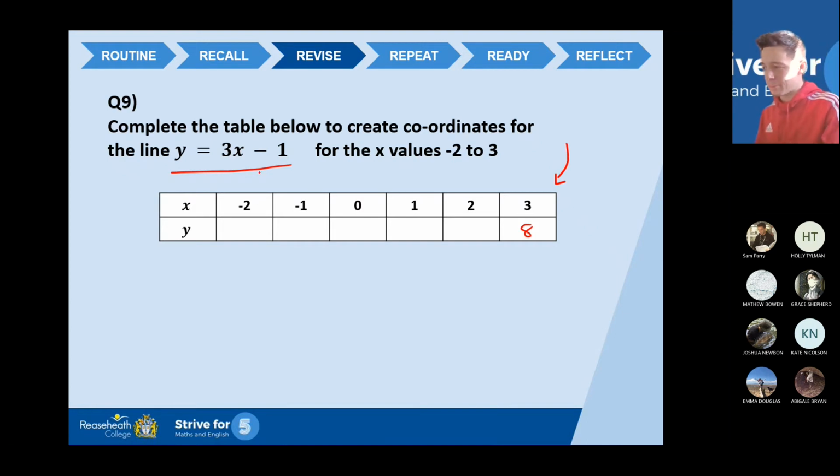Instead of it being x, now I'm going to put the number 2 in. So 3 times 2 is 6. Take away 1 is 5. Next one. 3 times 1 is 3. Take away 1 is 2. Can you guys see a pattern emerge there? What are these numbers going down in? 8, 5, 2. What are they going down in?